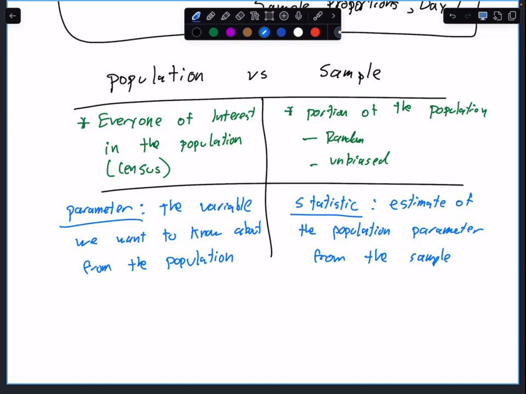So in this problem, the parameter, what are we interested in? We're interested in what is the true percentage. What percentage of migrants are male? That's the question. The statistic is, of those that we sampled, what percentage of the migrants sampled are male?